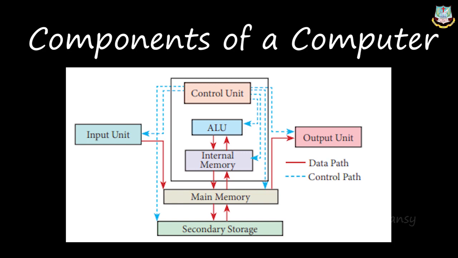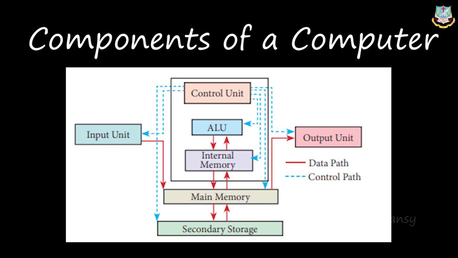And the next one is the control unit. The control unit controls the flow of data between the CPU, memory, and input output devices, and it also controls the entire operation of a computer. Control unit means it controls the flow of data. You know what is data and you know what is CPU, right?